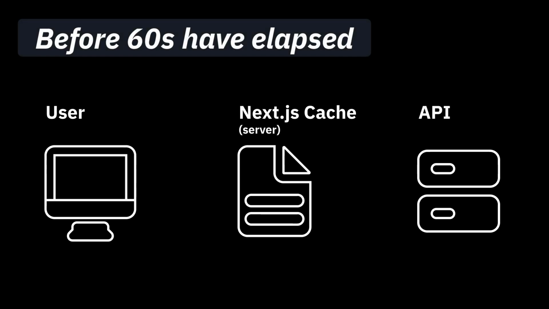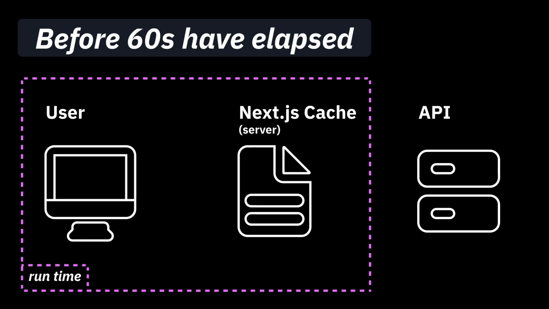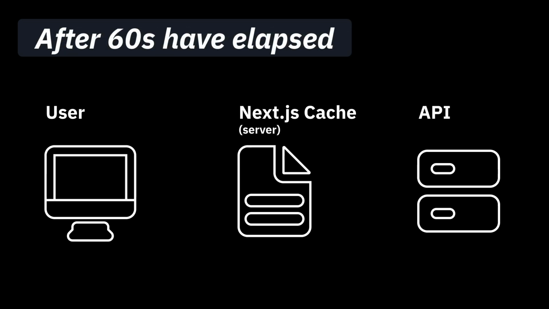So before a revalidation period of 60 seconds has elapsed, Next.js is going to behave in the same way as specifying cache force cache. That means that incoming requests are going to be served directly from the Next.js cache without hitting the API. After our 60-second revalidation period has elapsed, it's going to behave slightly differently.